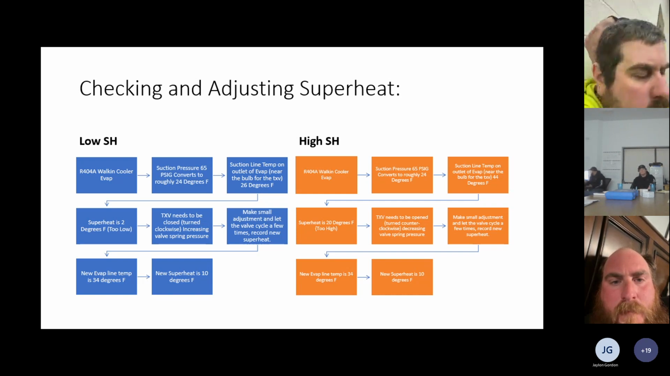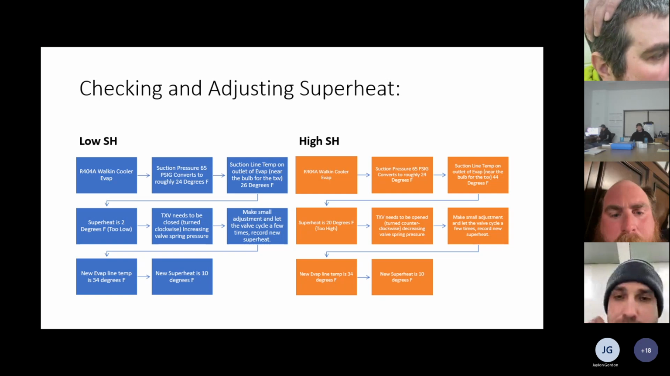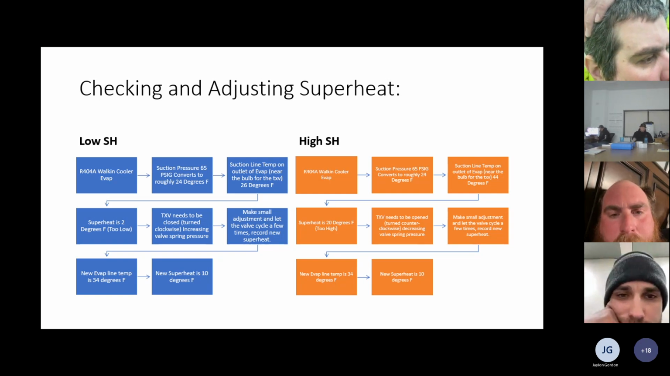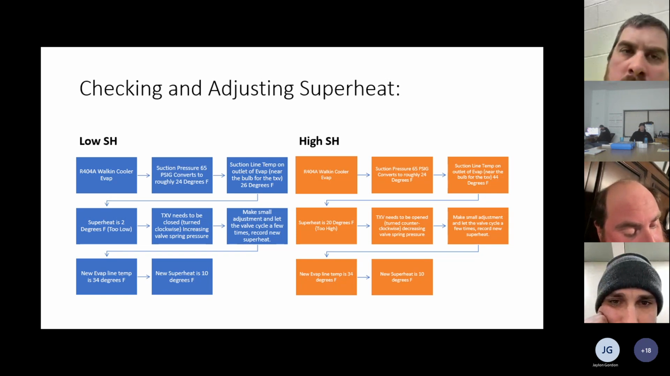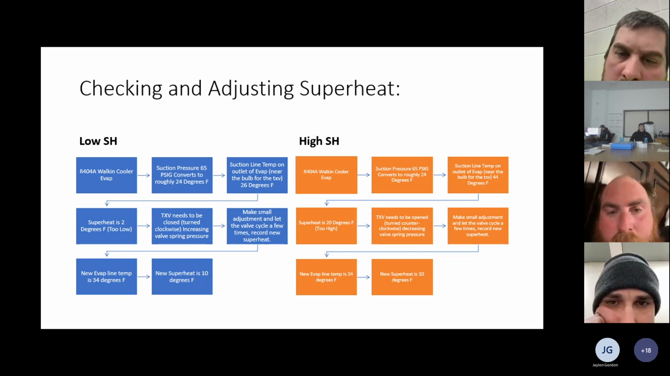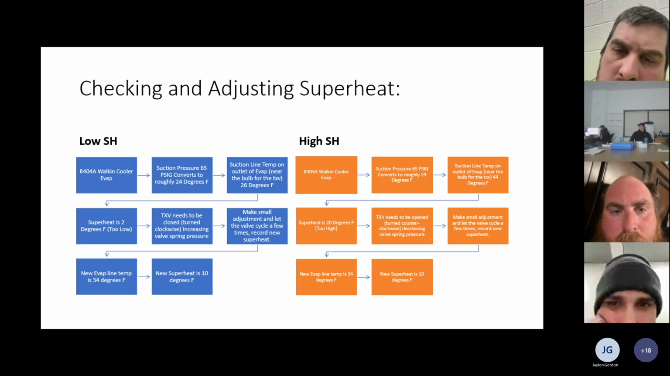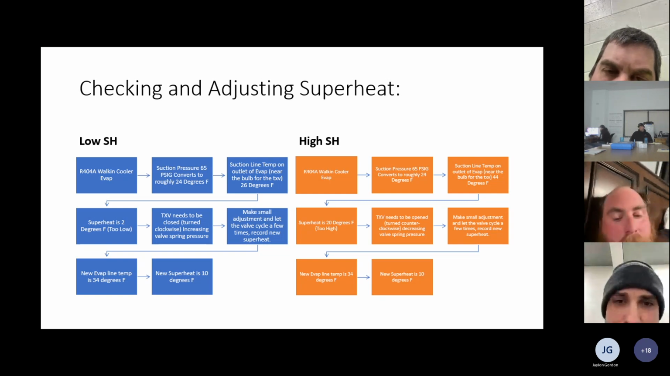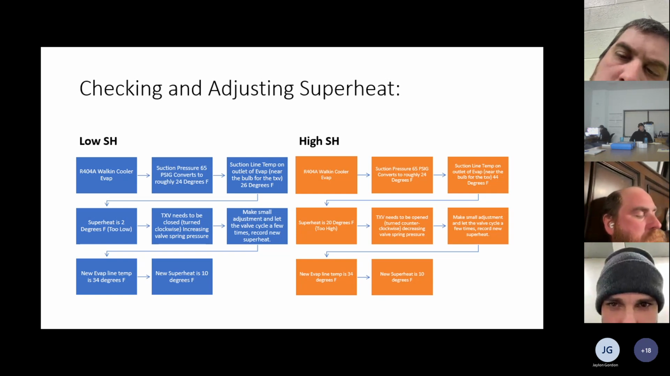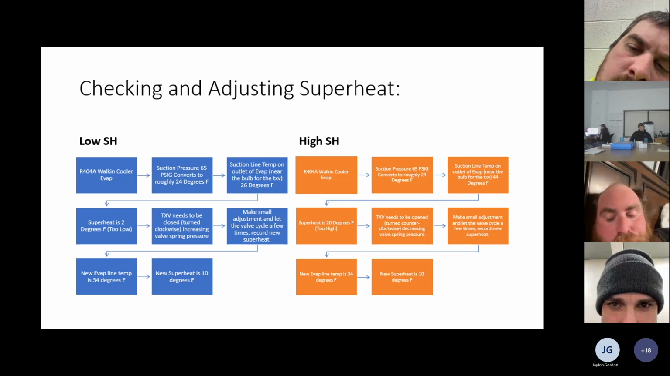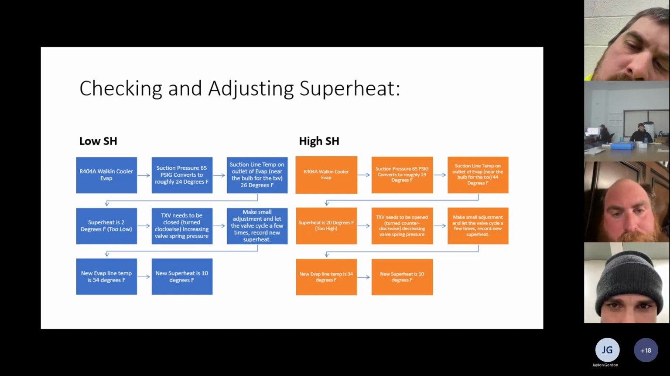On the opposite side, same scenario: we've got a 24-degree saturated temp, 44-degree line temp, 20 degrees of superheat, which is too high. You already made sure the screen wasn't plugged, there were no restrictions, and your coil's clean. You decide you need to adjust the valve at this point. You're going to turn it counterclockwise, decreasing valve spring pressure, make small adjustments, and let it cycle. New line temp of 34 degrees, superheat now at 10 again.